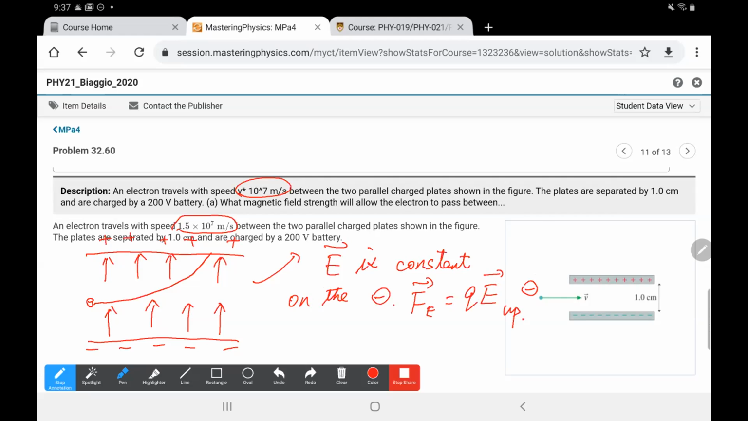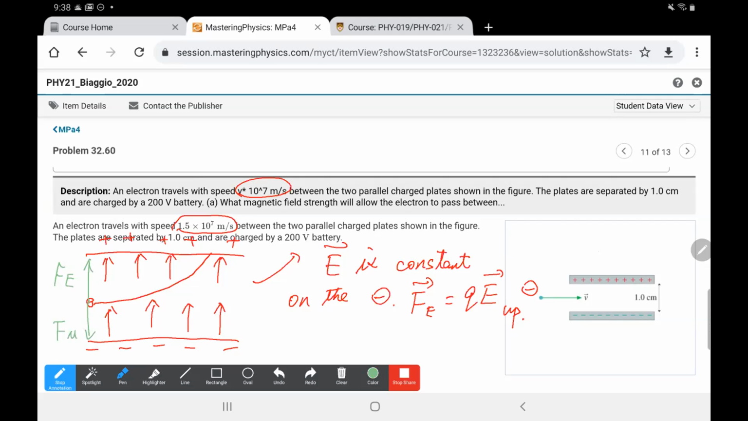And the question is, if we don't want this charge to change direction, we want this charge to move straight, and there's no deflection, we need to apply a magnetic force inside these two plates to balance the electric force. So if we draw the free body diagram on the electron, we can find the electric force goes up. So we need a magnetic force to balance the electric force. The magnetic force goes down.